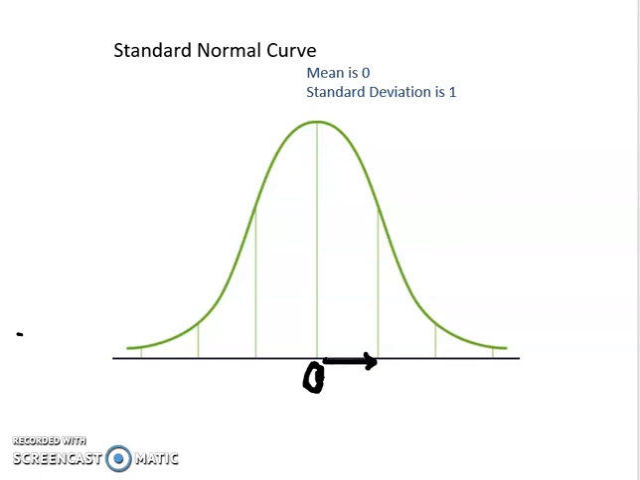So this distance is 1. That means this measure is 1. This measure is 2. And this is 3. And this is no longer an x-axis, but a z-axis, because it goes with the standard normal curve. Also, when we move 1 standard deviation to the left, then this value is now a -1. And this value is a -2. And this one is a -3.